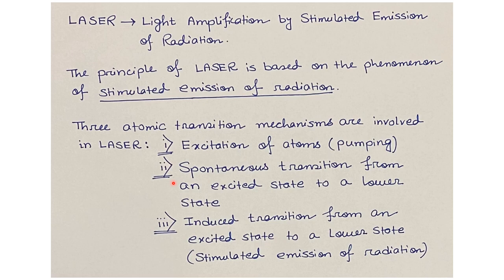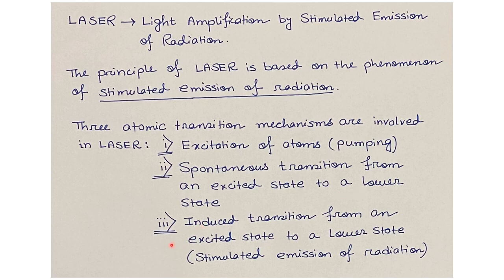Now the second one is spontaneous transition from an excited state to a lower state. We have seen in the first point, excitation of atoms, that we apply some energy to excite the electrons to a higher energy level. Now the excited electron will not stay at the excited state for life. After a certain time scale the electron will be de-excited and come to its ground state. This is known as spontaneous transition from an excited state to a lower state.